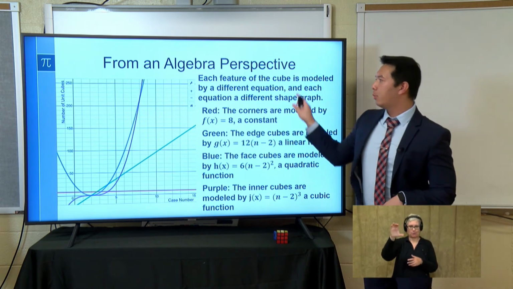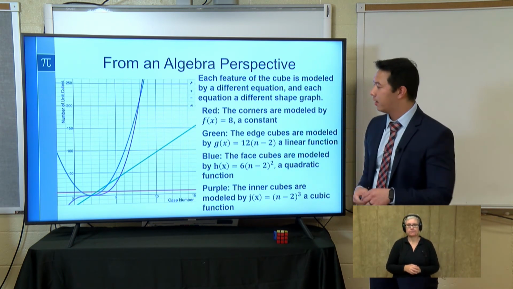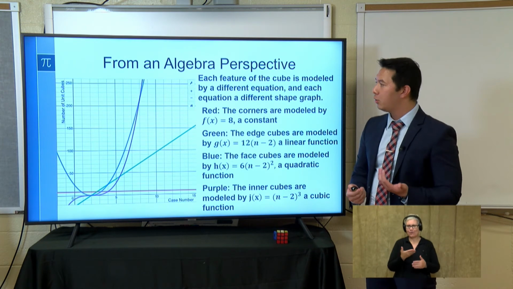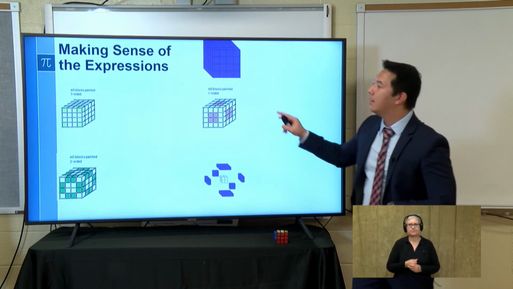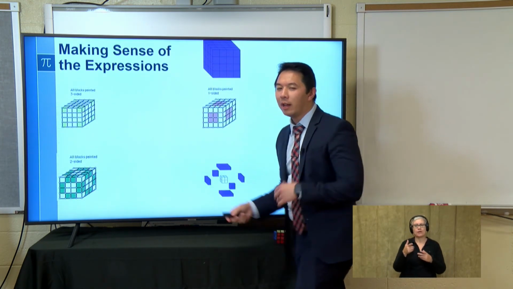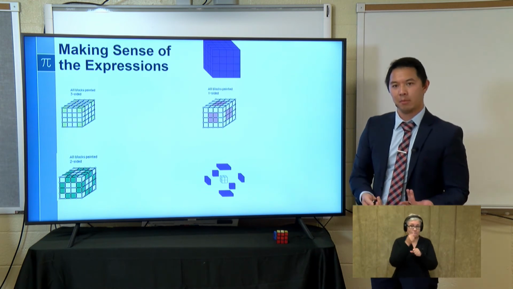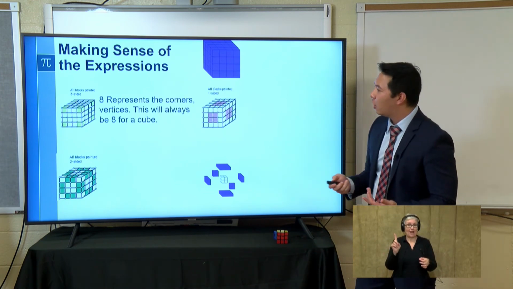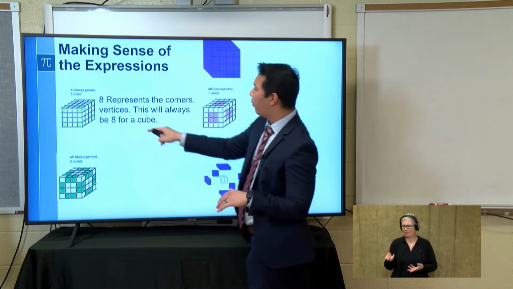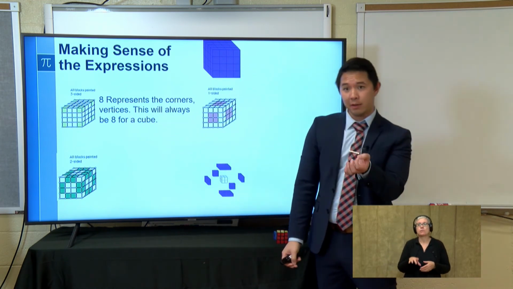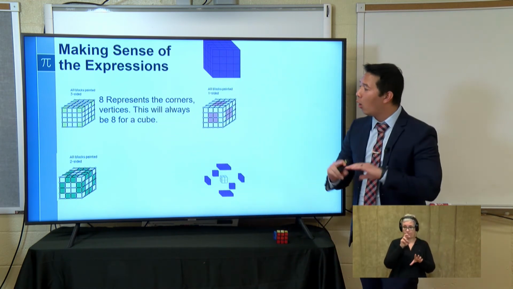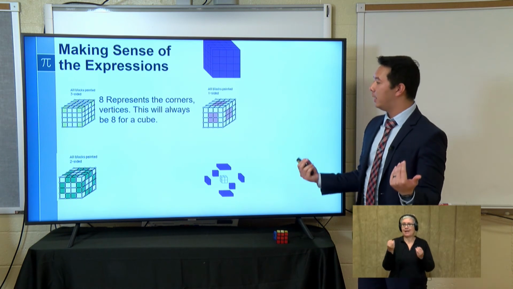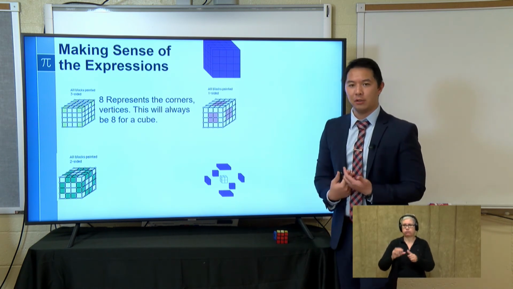But again, these are all algebraic perspectives, the stuff that we've talked about before. To make sense of the geometric perspective, we have to make sense of the expressions themselves. We've got to understand where the numbers are coming from. And so the 8s we've talked about before as representing the corners or the vertices on our cube, and it's always going to be constant. It's always going to be 8 for a cube because that doesn't change.